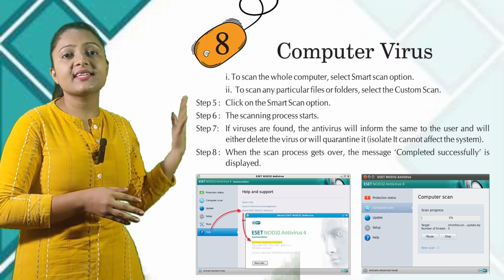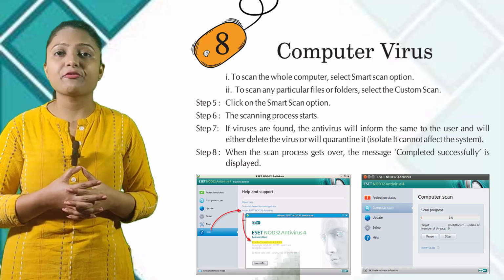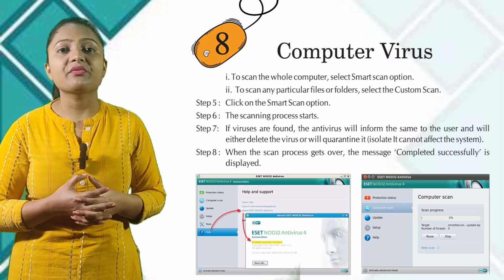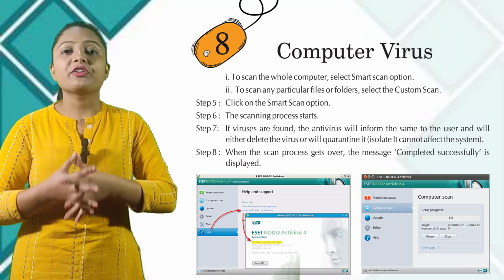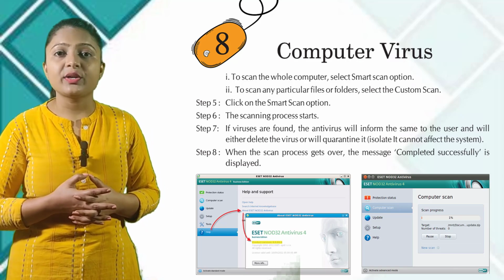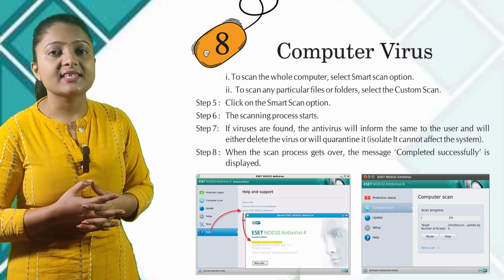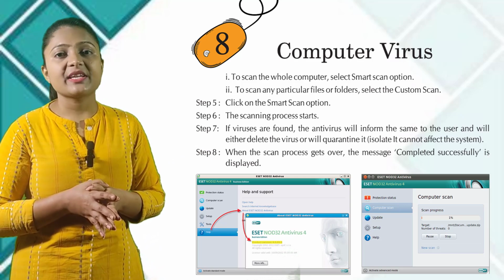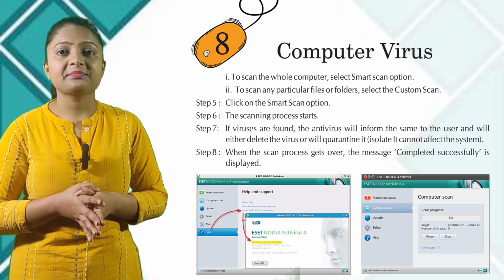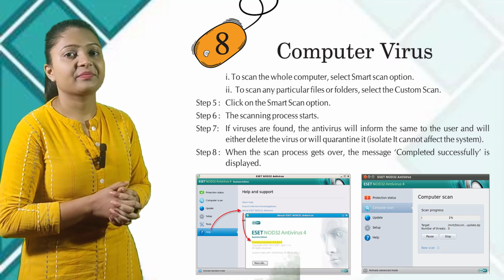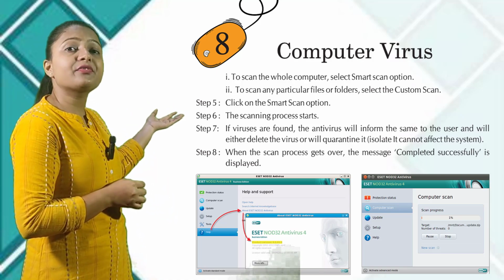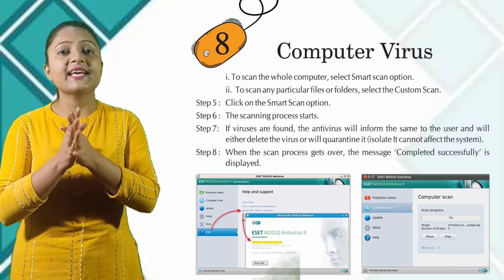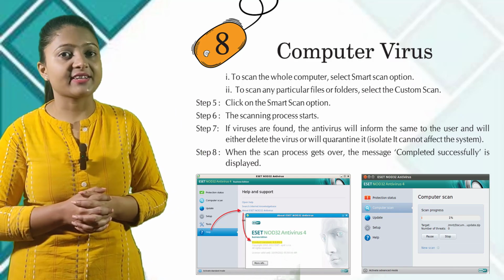Step 7, if viruses are found, the antivirus will inform the user and will either delete the virus or quarantine it, isolating it so it cannot affect the system. Step 8, when the scan process gets over, the message "completed successfully" is displayed. In these images, you can see the interface for antivirus scan for ESET NOD32 antivirus.